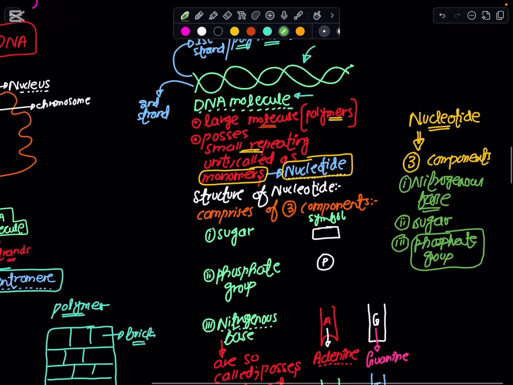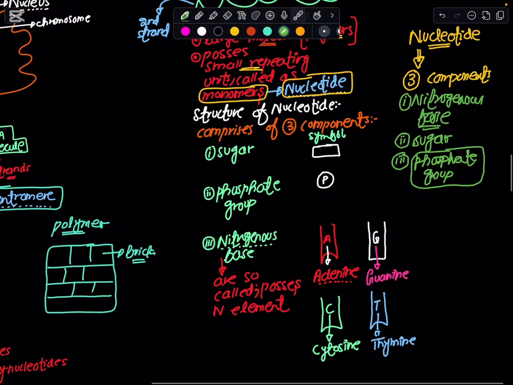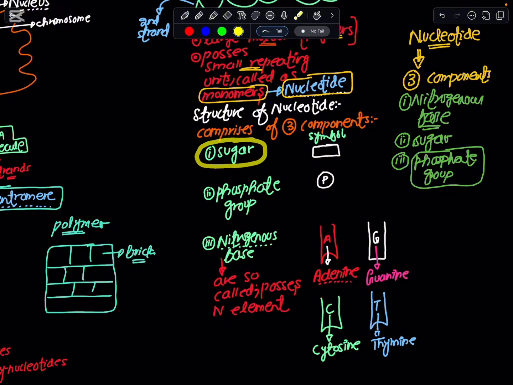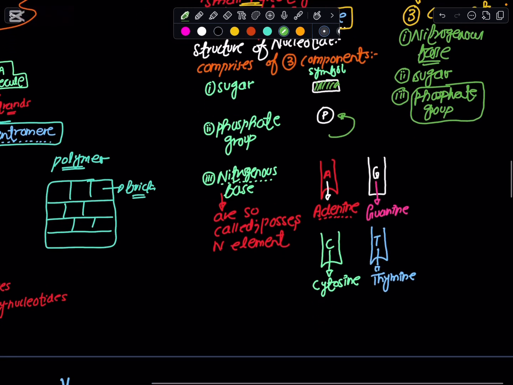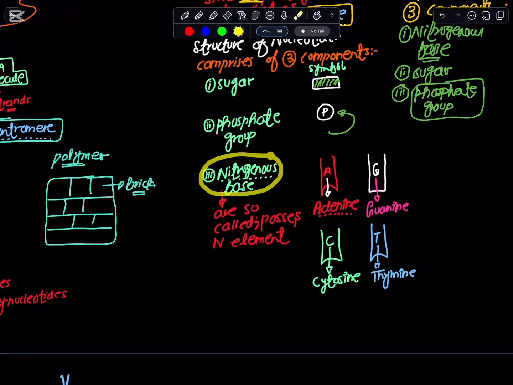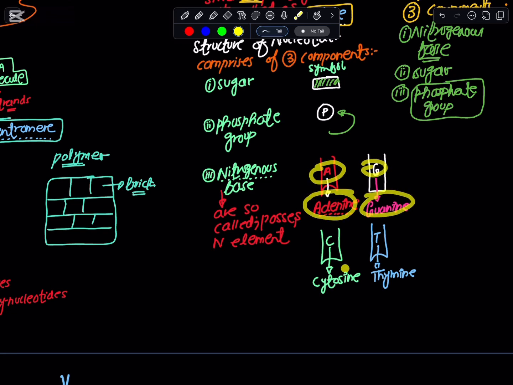Now you need to have an idea of the symbolic representation of a nucleotide. The sugar is drawn as a block. The phosphate looks like this: you put a circle and write P in it. So this is the phosphate group. And for the nitrogenous bases, you must remember that in the DNA molecule the total nitrogenous bases are four: A for adenine, G for guanine, C for cytosine, and T for thymine.